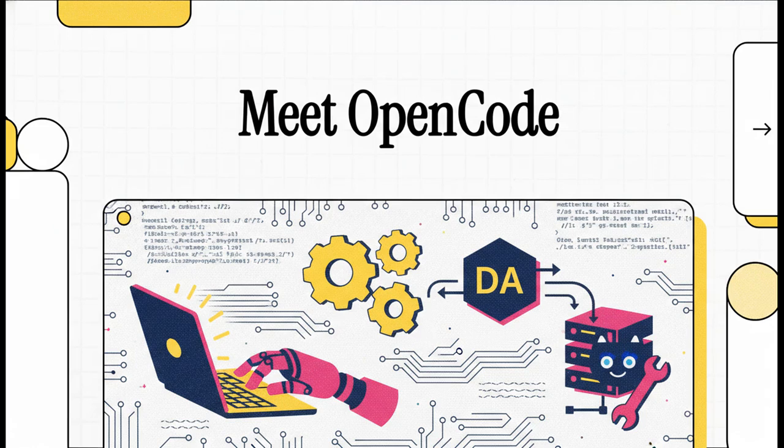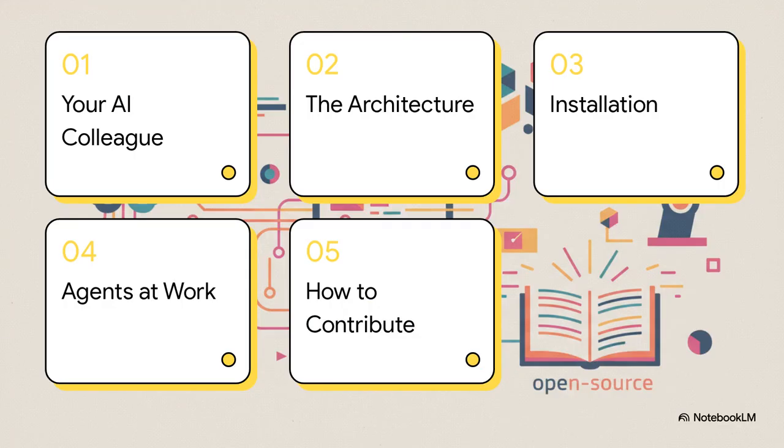All right, let's dive into a GitHub repo that's absolutely on fire right now, OpenCode. We're talking about a completely open source AI coding agent. And trust me, if you're a developer looking for a new AI sidekick, you are definitely going to want to stick around for this. Okay, so here's the game plan.